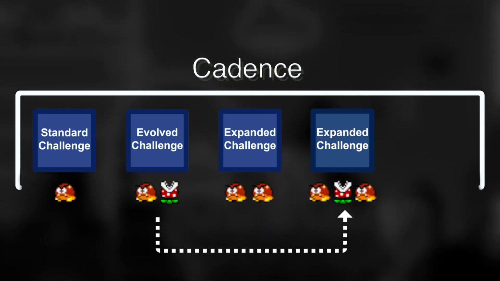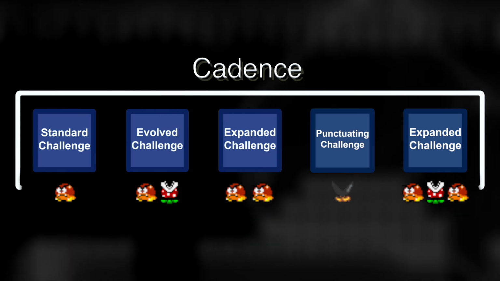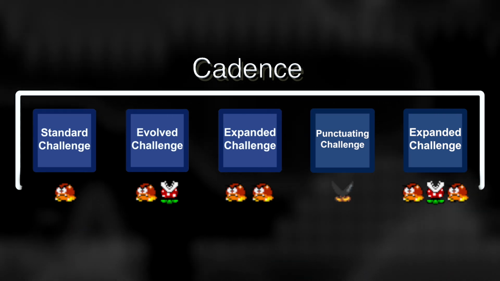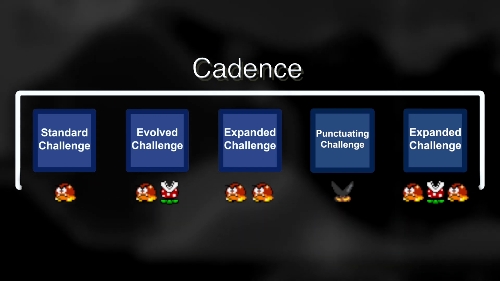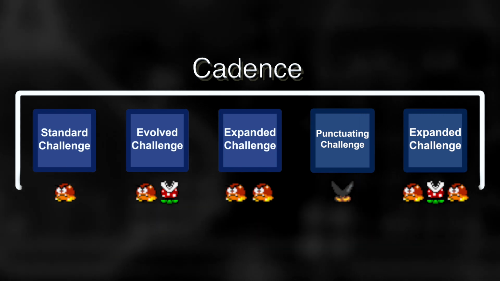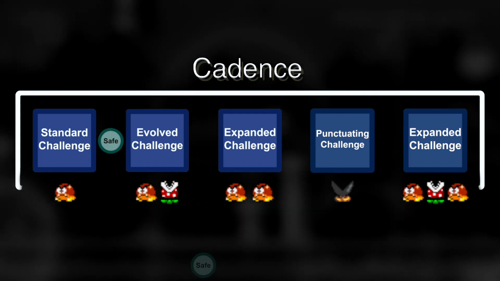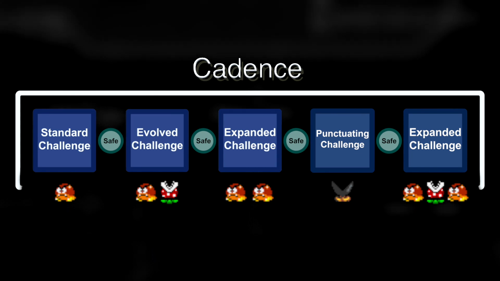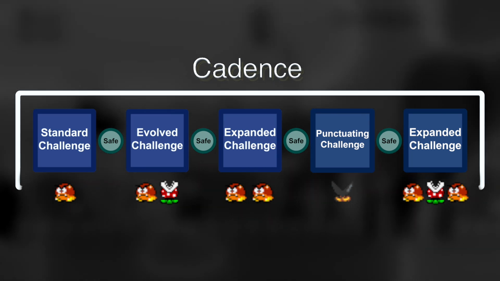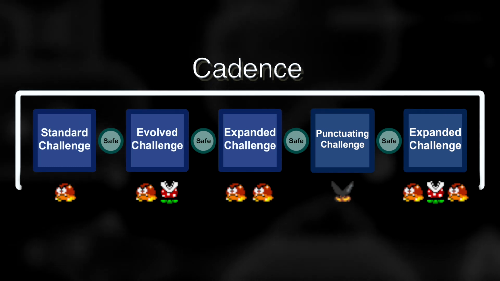In order to break up the cadence with some variety, we will insert a punctuating challenge that has nothing to do with the standard challenge. The punctuating challenge should not include new enemies or concepts that the player hasn't encountered yet. It should rather be something the player is already familiar with. Don't make the breathing moments between challenges too lengthy or tedious. Having long periods of downtime between moments of tension can lead to the player becoming bored. Let's take a deep dive and explore some examples of challenge cadences.